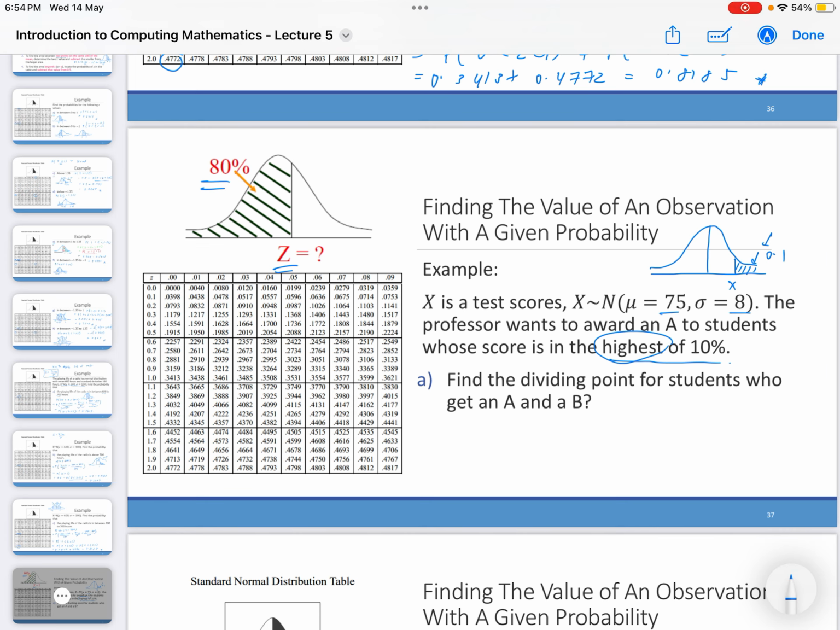Okay, so instead of finding X, we will find the value of Z, since we can convert between X and Z. So we want to find the value of Z over here, such that the probability of being greater than Z here is 0.1. Let's say I put here Z star. So we want to find Z star such that the probability of Z greater than Z star equals 0.1. But from the table it's actually from 0 to Z star, so the probability here will be 0.4. 0.5 minus 0.1 is 0.4.